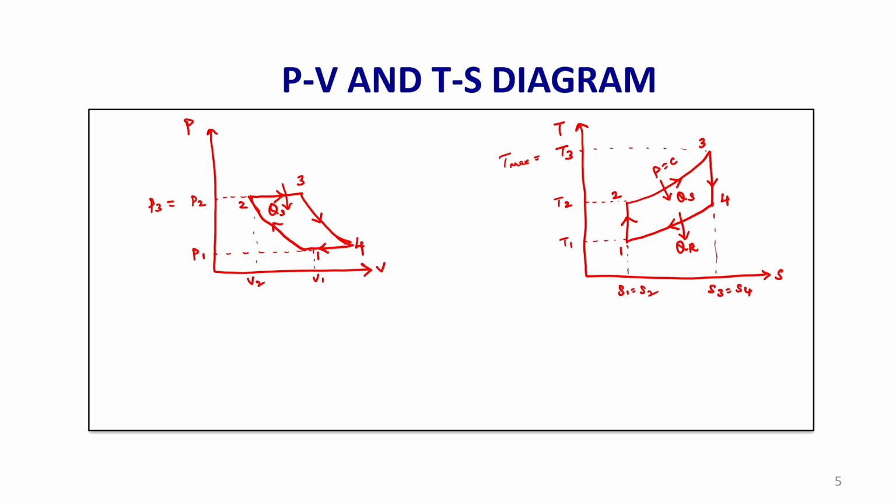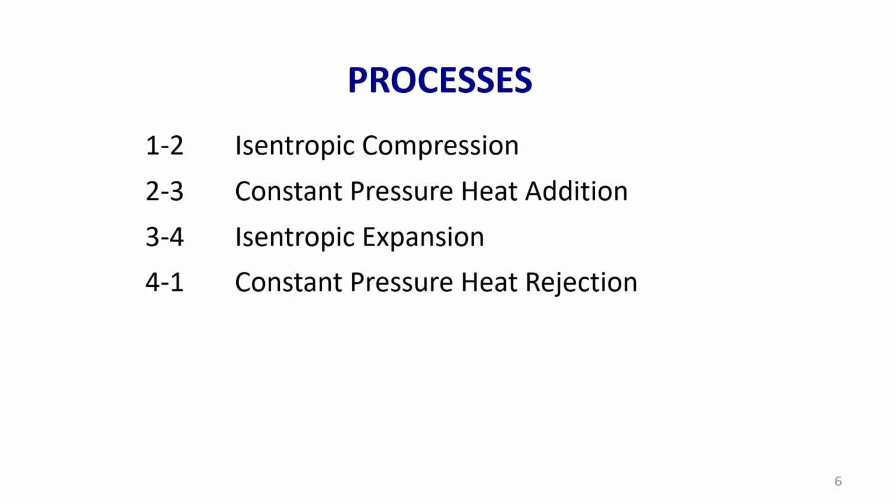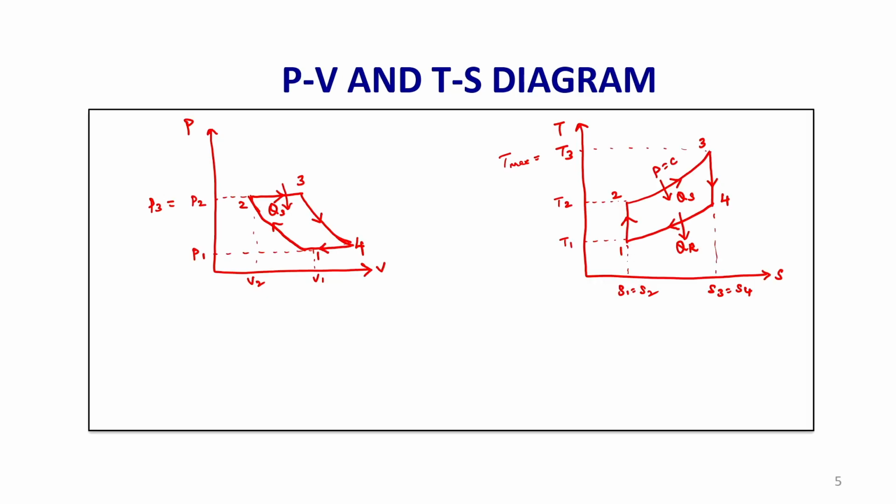Like Otto cycle and diesel cycle, Brayton cycle also has 4 processes. Only in dual combustion cycle there are 5 processes. So, let me emphasize that once again. So, this completes the thermodynamic cycle. Process 1 to 2 is isentropic compression, 2 to 3 is constant pressure heat addition, 3 to 4 is isentropic expansion, and 4 to 1 is constant pressure heat rejection. And P2 equal to P3, pressure at 4 is equal to pressure at 1.